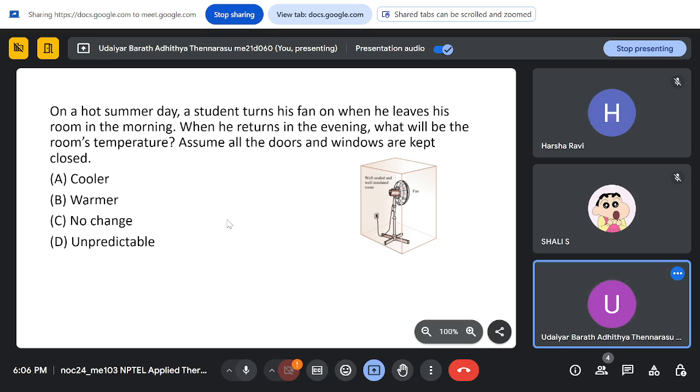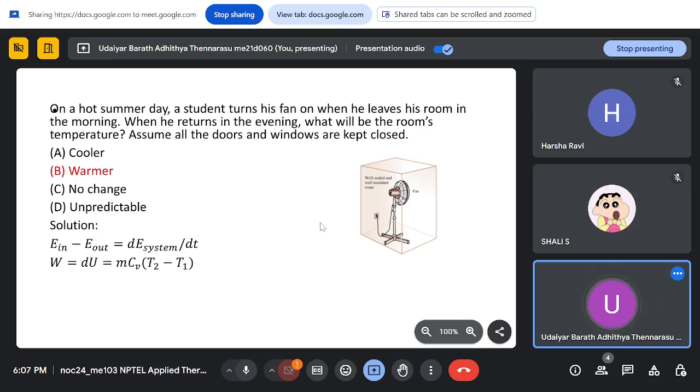A second question: on a hot summer day, a student turns his fan on when he leaves his room in the morning. When he returns in the evening, what will be the room's temperature? Assume all the doors and windows are kept closed. So you're staying in your room, your windows, everything are closed, you just switched on the fan and left. So what do you think will happen? The room will get cooler, warmer, or there will be no change? So the answer will be B, warmer.